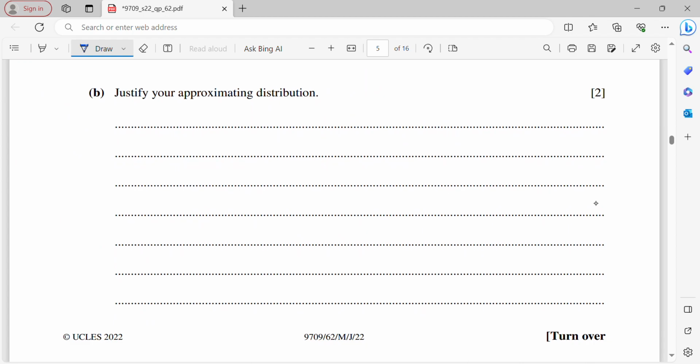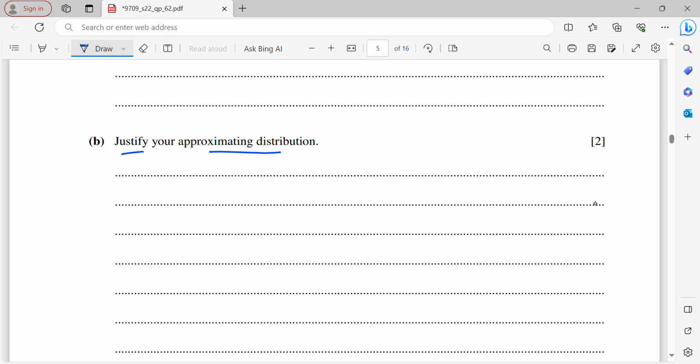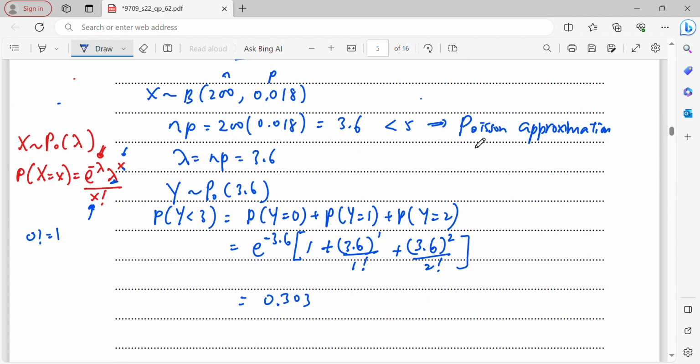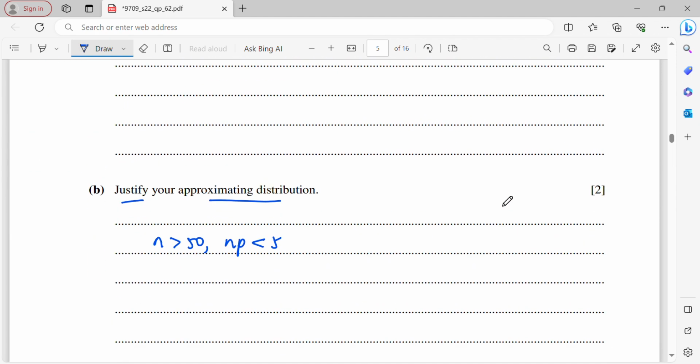Now B, justify your approximating distribution. Simple, because n is greater than 50 and NP is less than 5. I have shown here that your NP is 3.6, which is less than 5. Therefore, we are using Poisson approximation.